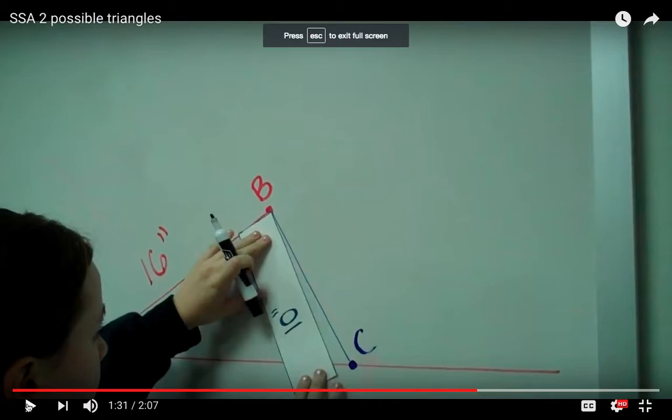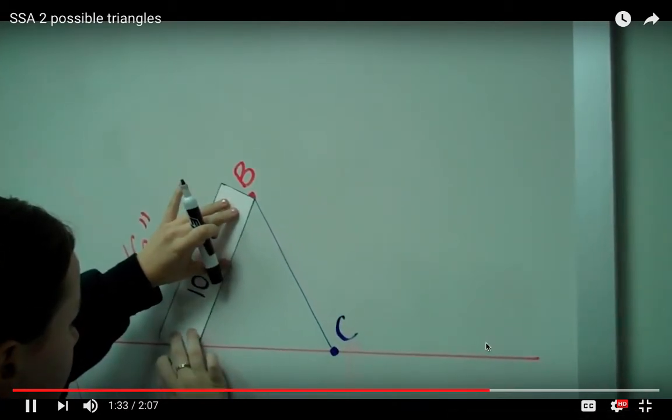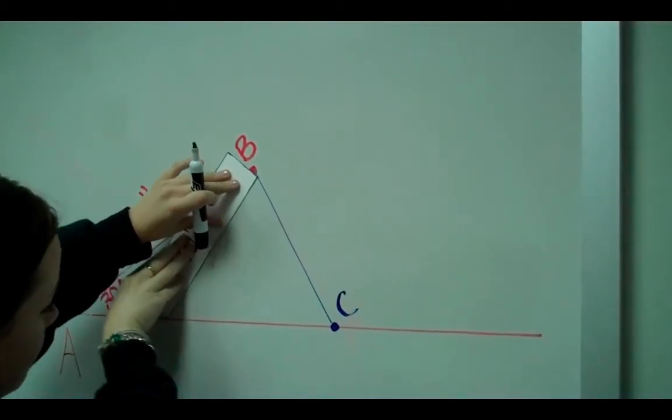Y'all okay with the 15 degree or 10-inch side right here? Okay? Triangle anywhere else. If so, label the point D.